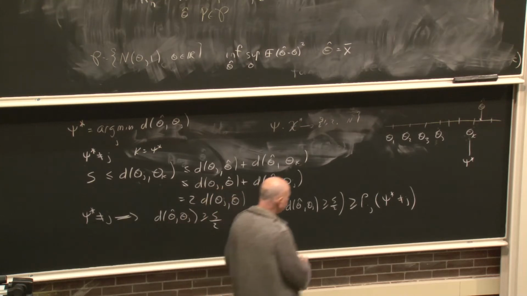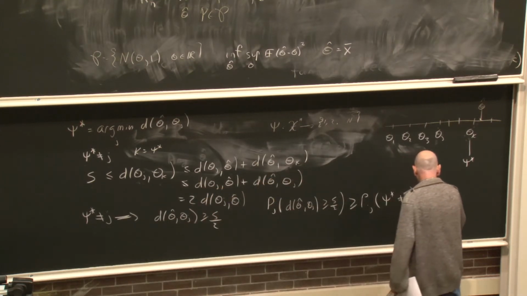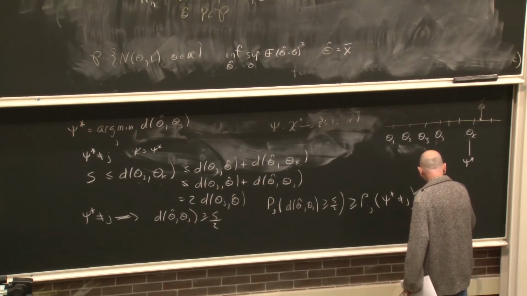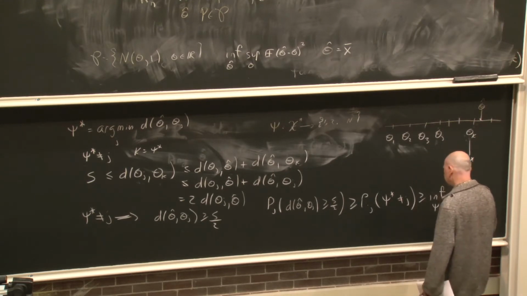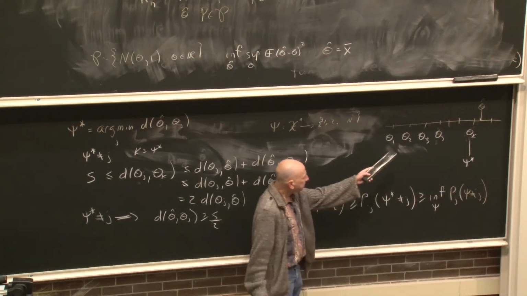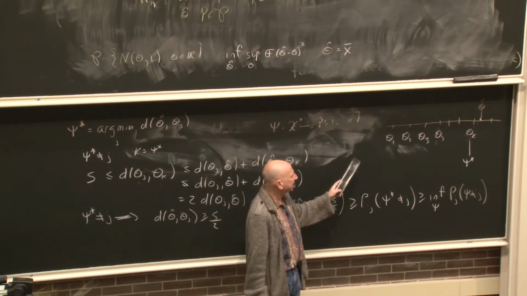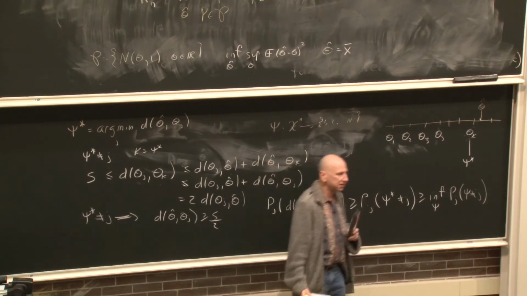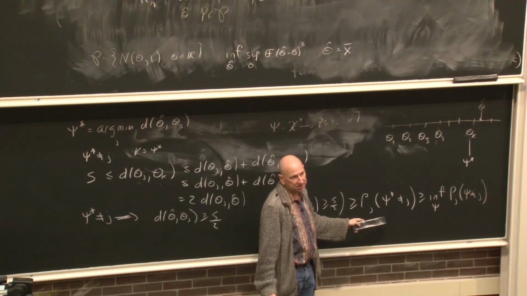But that's certainly bigger than or equal to if I minimized this over every possible such function. Minimize the probability. Your estimator theta hat defines, let's call it a test, a guy that picks one of these out. Your estimator defines a test.